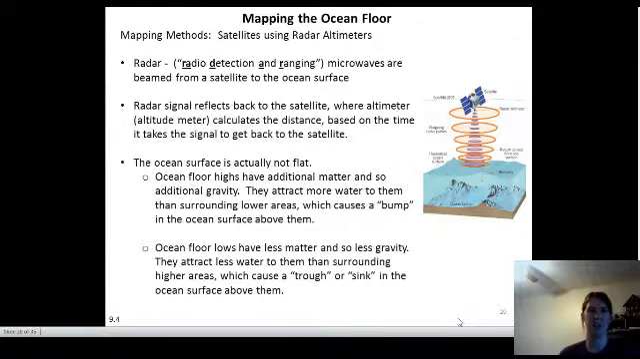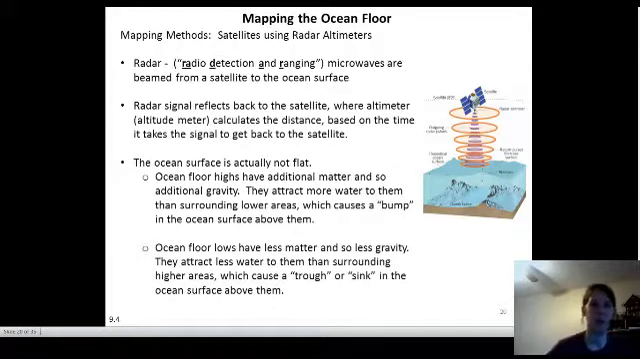We can also use satellites using radar altimeters. So radar stands for radio detection and ranging. Microwaves are beamed from a satellite to the ocean surface. Radar signals reflect back from the surface, where the altimeter calculates the distance based on the time it takes the signal to get back to the satellite.